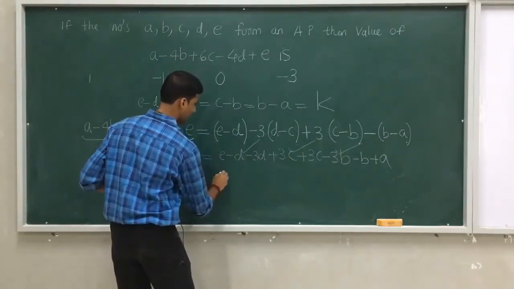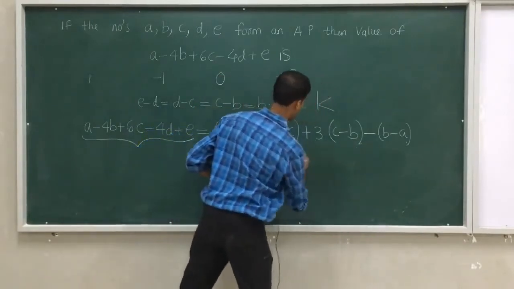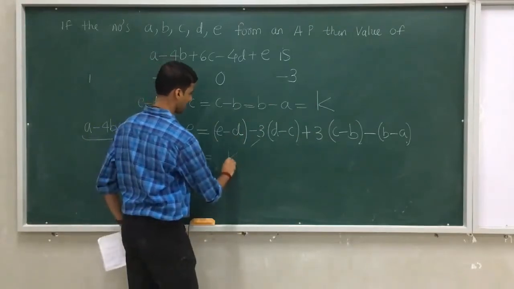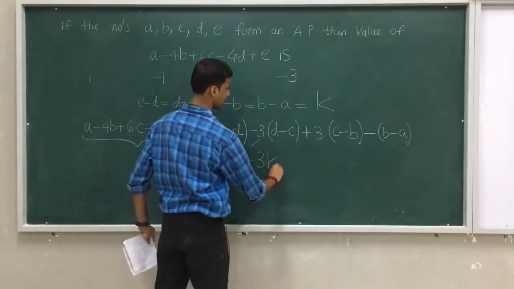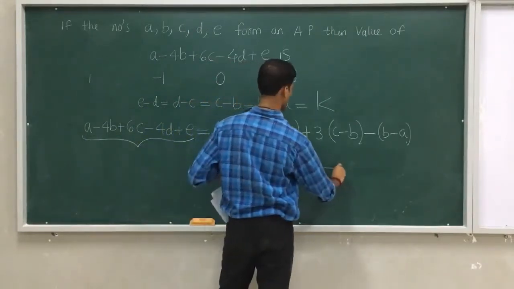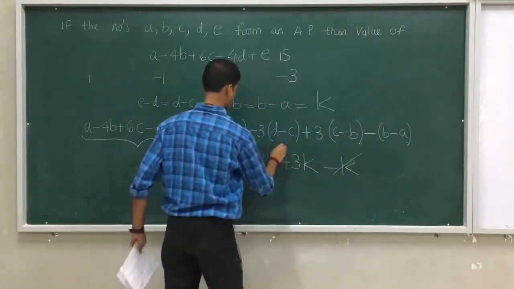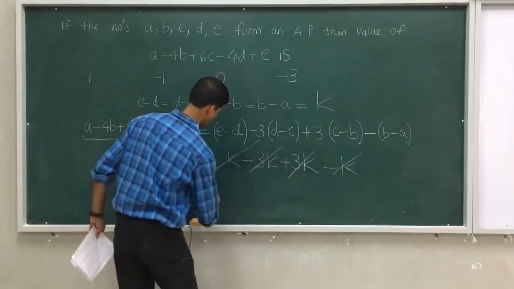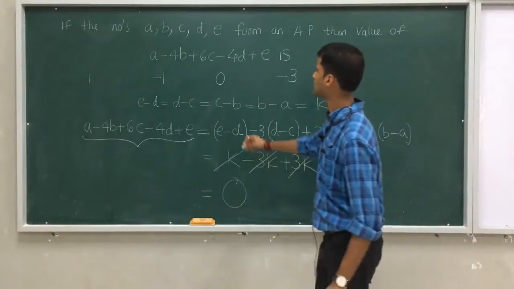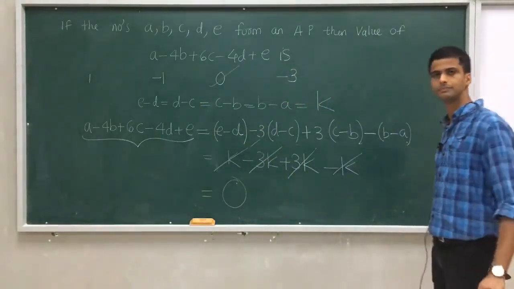But we know that E minus D, C minus B and so on are some constant K. So I can say K minus 3K plus 3K minus K, and it gives me the answer 0. With this I can say option C will be the right answer.